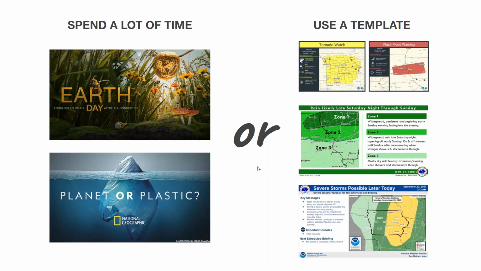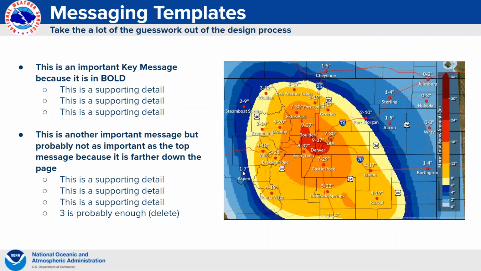Planet or Plastic, the Nat Geo cover, an award-winning cover, just didn't happen. That was probably a small design team or an accomplished designer that spent a lot of time working on that perfect image. So that brings us to our point about templates. They're great because they take a lot of the guesswork out of the design process, right? This image right here took a lot of work to create. It looks simple, but sometimes the simplest images and templates take a lot of work.